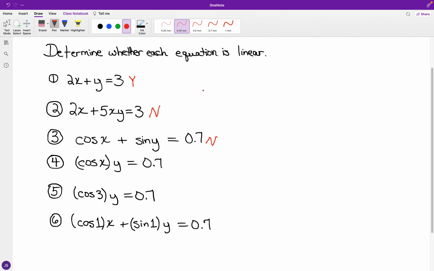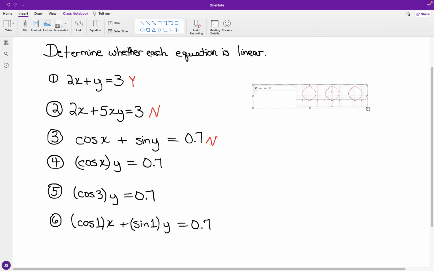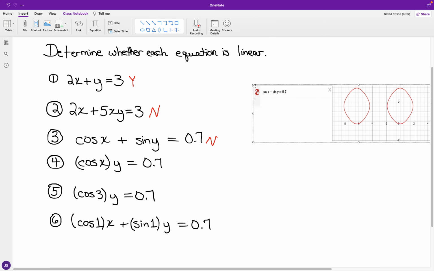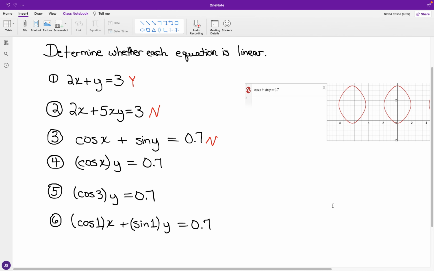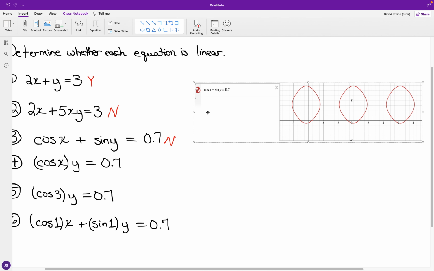And just for the appearance of the cosine of x plus the sine of y is equal to 0.7, I'm just going to put up that image. This is going to be an infinite assortment of these particular images, which are anything but linear.